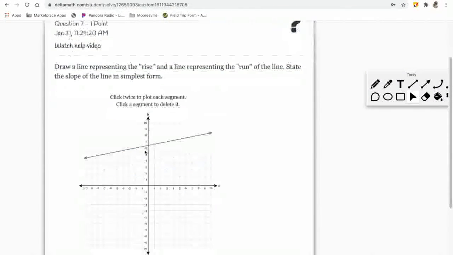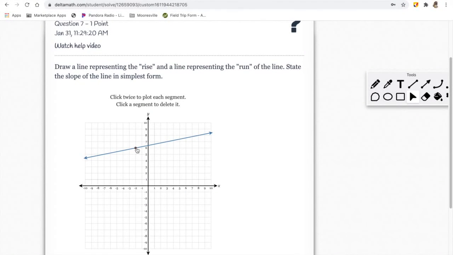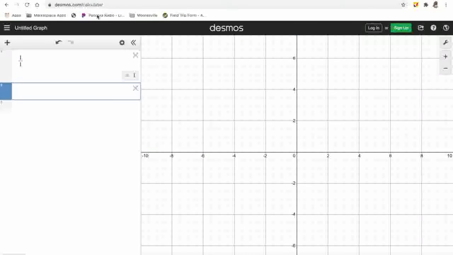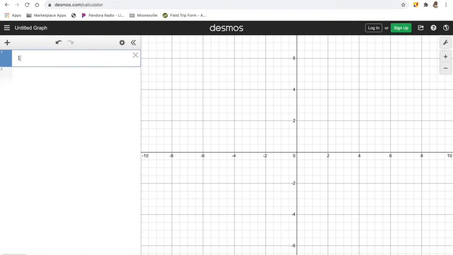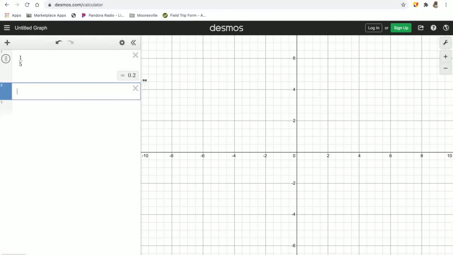For this one, my first corner point is right here. My next corner point is right here. So for my rise, I go up 1. From there, I go right to the next corner point. My rise is 1. My run is 1, 2, 3, 4, 5. So it's 1 over 5. I go up 1, right 5. So if I go to Desmos, I put in 1 over 5. Now, it gives me 0.2.